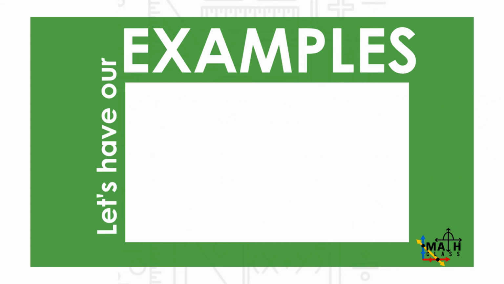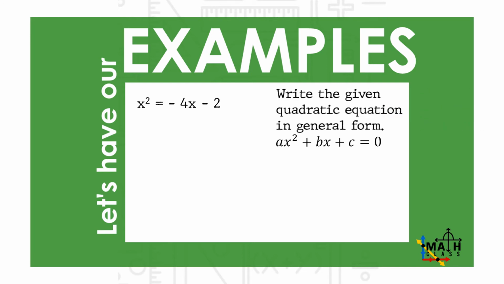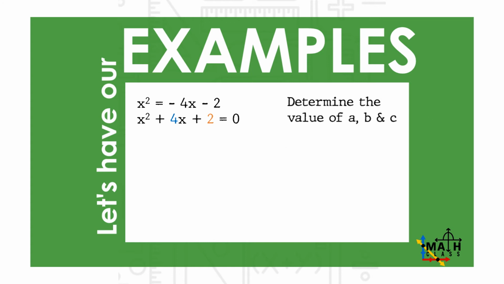For the second example, x squared is equal to negative 4x minus 2. We follow the same method of solving it. First, write the given quadratic equation in general form. Determine the values of a, b, and c.